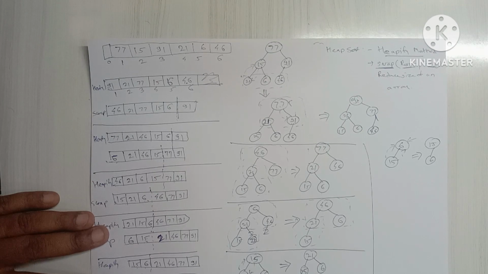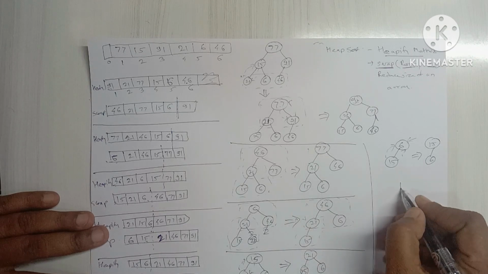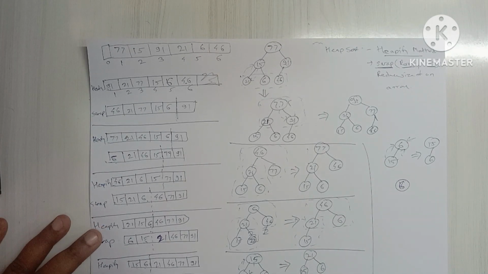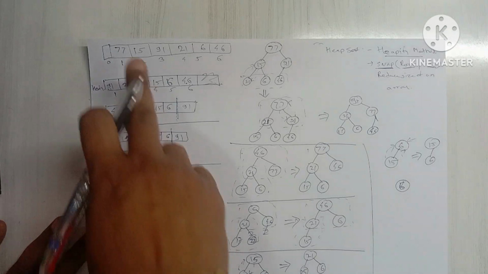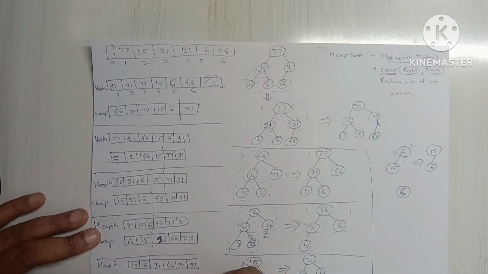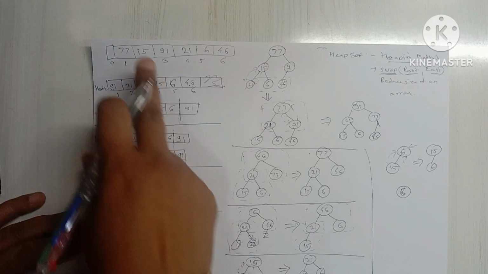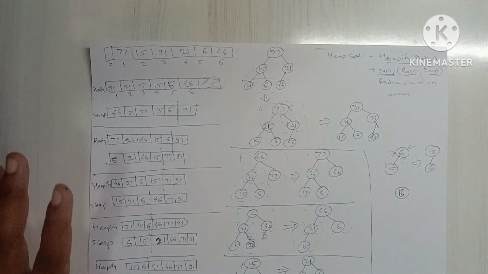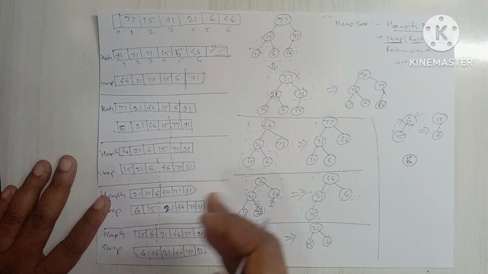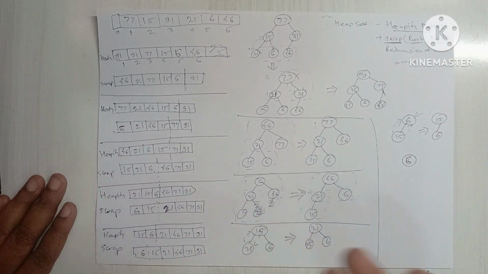Now all elements are sorted. Only one element is remaining in the heap. That element is 6, and there is always one element left in the max heap. So this is the last step, and here we get the sorting of the whole array: 6, 15, 21, 46, 77, and the last one is 91. So this is the sorted array. Okay, so in this way we can use heap sort, or the heapify method with swapping in heap sort.